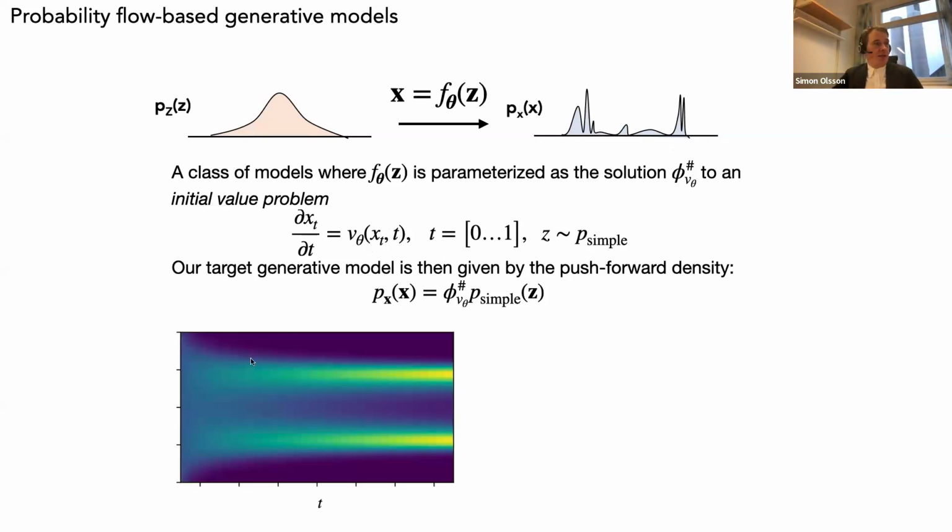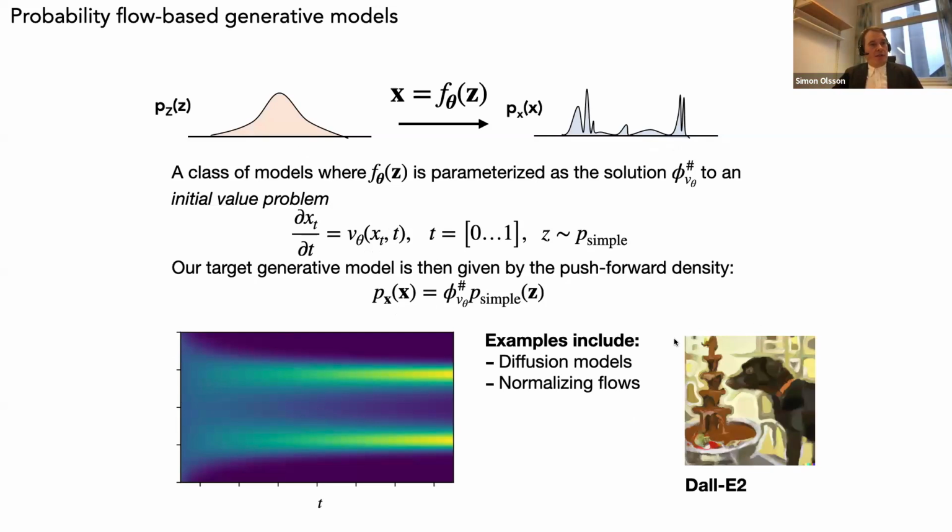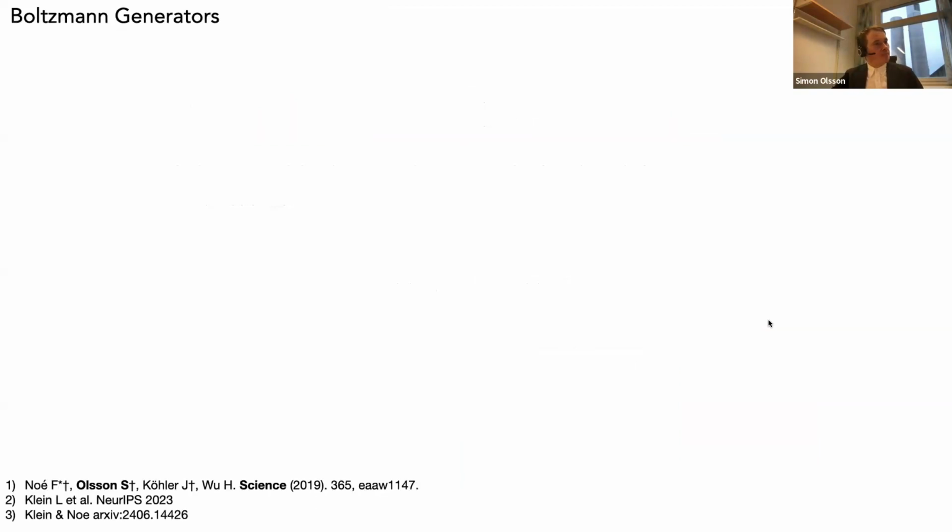An example of this would be mapping, for instance, from a uniform distribution to a bimodal distribution on a circle. Other things we've seen are, for instance, generating images from noise with text-conditioned image generation models such as DALL-E 2 and Stable Diffusion and so on.